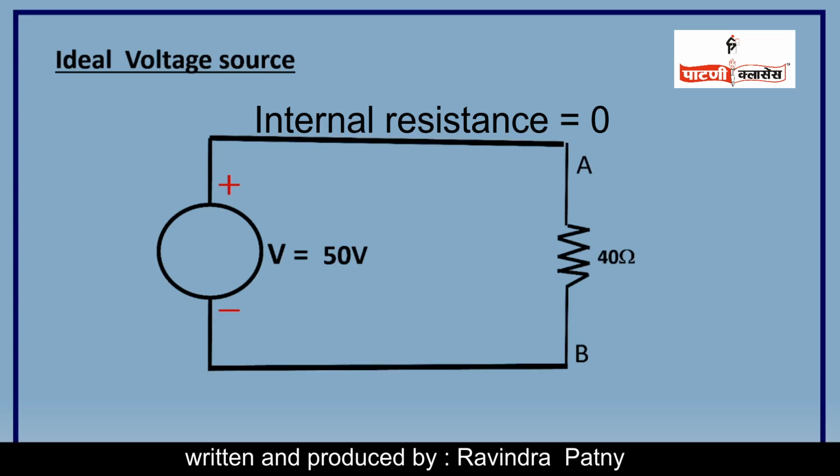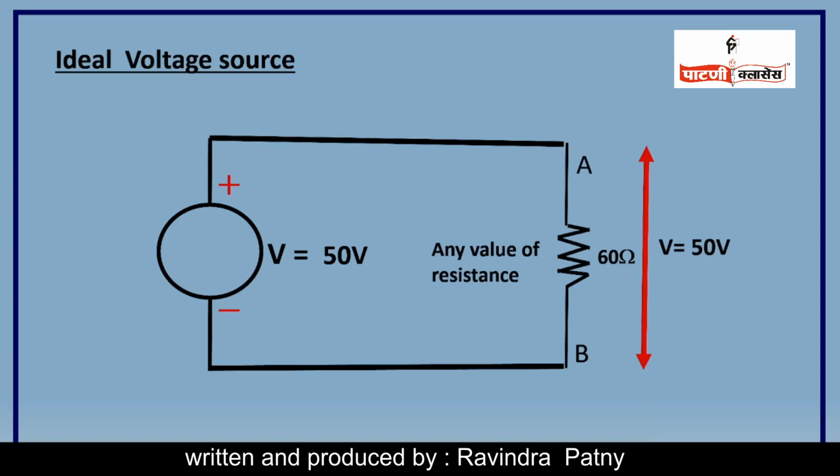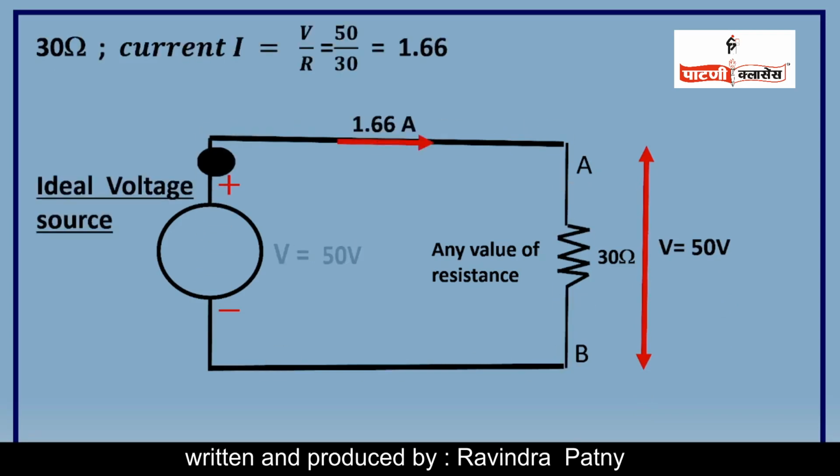Now, if load resistance is equal to 40 ohms, we find that terminal voltage is not changing. It remains the same, 50 volts. Now 60 ohms load resistance. Terminal voltage is equal to 50 volts. When the load resistance is 30 ohms, current flowing through the circuit is equal to 1.66 amperes and terminal voltage is equal to 50 volts.